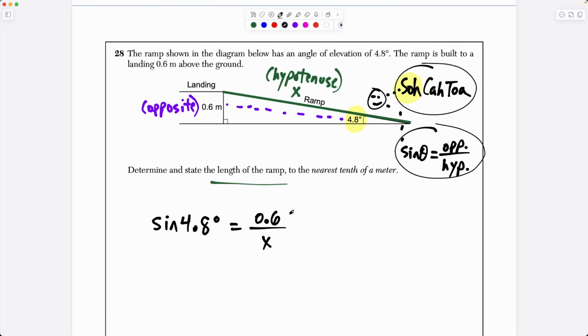And now from here, we have to solve for x. And this algebra could be a little bit tricky, but a coworker of mine came up with a cool way to solve for equations like this. This coworker calls this the swap, okay?